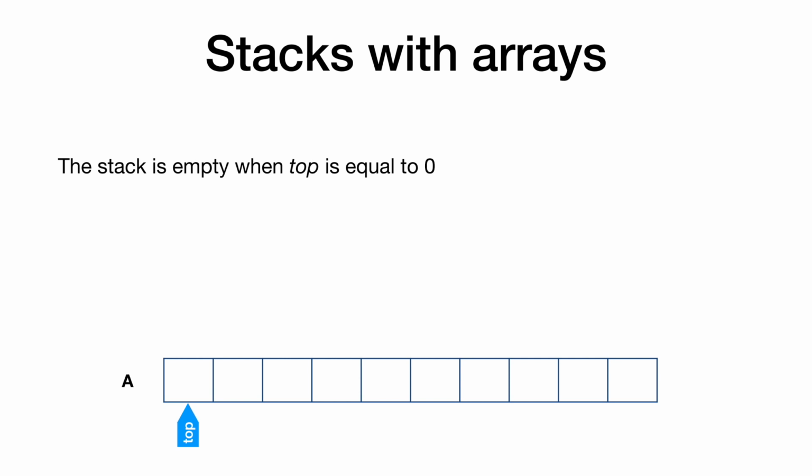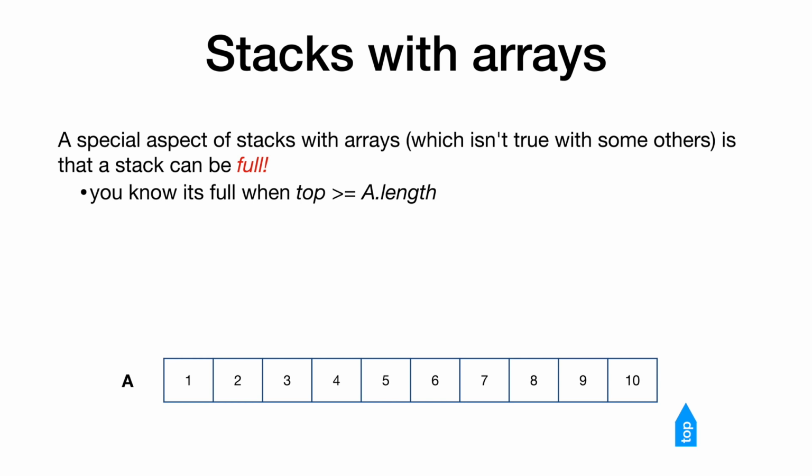So one of the peculiarities of using arrays for stacks is that arrays can be full. Something you don't have when you use, say, linked lists is that we can actually run out of room in our array to add extra things. So we say that a stack is full when the top pointer has a value greater than or equal to a.length. That means we're pointing here, which means we can't insert something there. There's nowhere to insert it. So this is sort of a special thing.